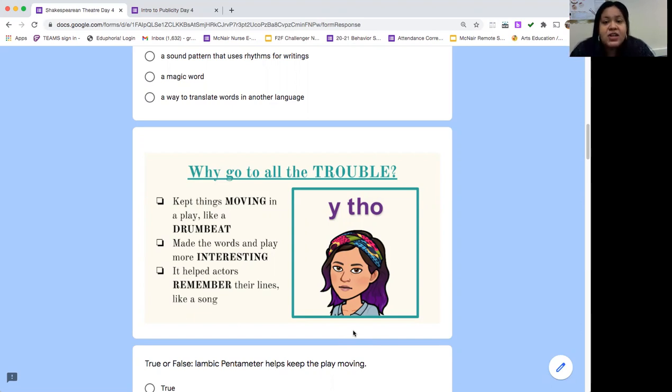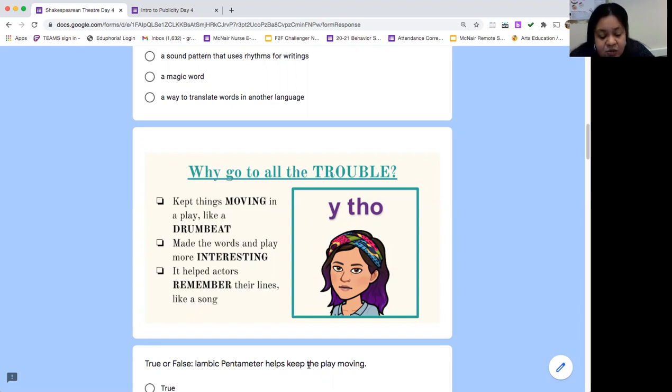A lot of times we can remember song lyrics and stuff like that way easier than we can remember anything else, like if we were memorizing vocabulary words with random flashcards, we might have a hard time doing that.